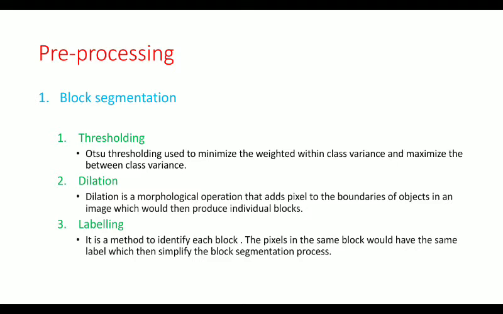After that, labeling. To distinguish each block, we need to give each pixel belonging to a certain block one label. Then the pixels belonging to each block contain the same label. So we can simply distinguish each block.